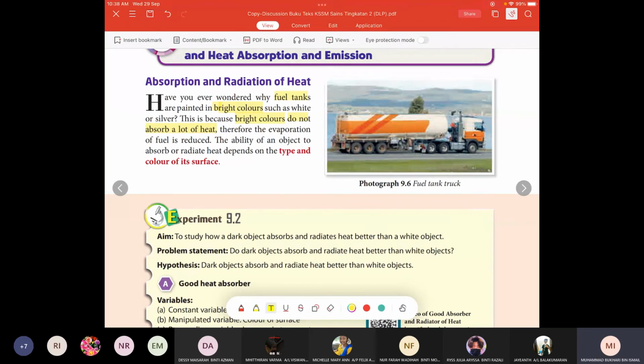station, for example. The ability of an object to absorb or radiate heat depends on the type and color of the surface. Here is the point: color of the surface and also type. So those are the things that we're going to see today.